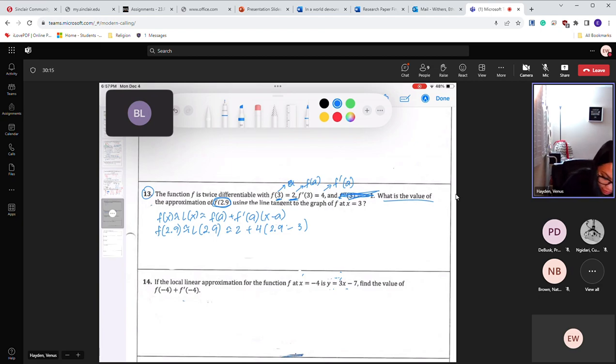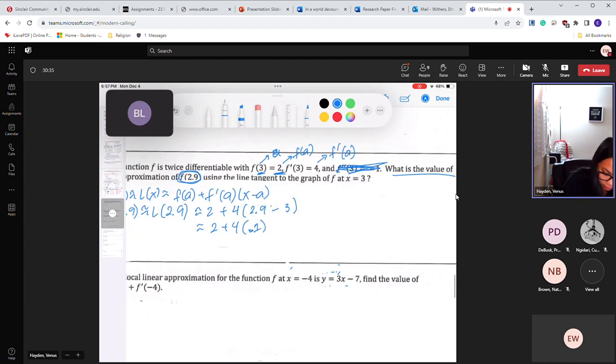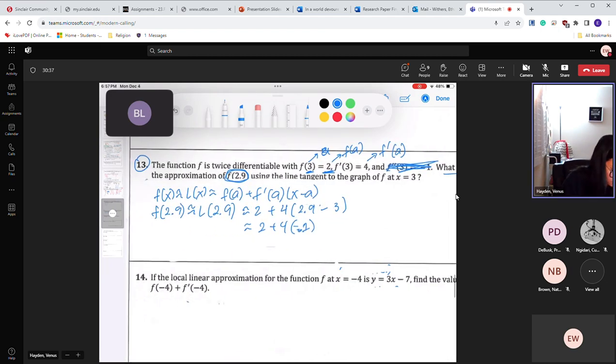Okay? So now this gives us an approximate of 2 plus 4 times, was it 0.01, or is it 0.1? 0.1? All right. Negative. And that gives us an approximate of 1.6. And that is it. The only thing that you really need to know about this problem is the formula itself. If you got the formula done, everything is good to go.